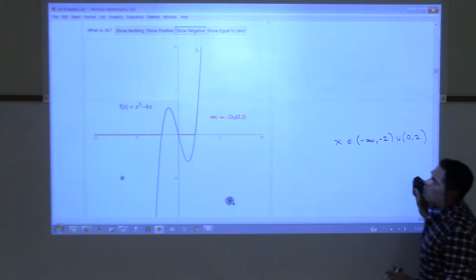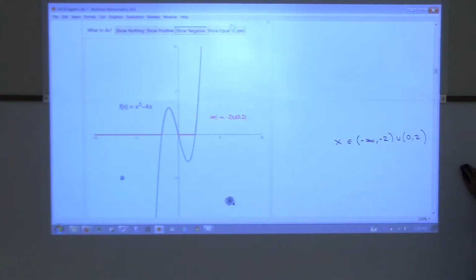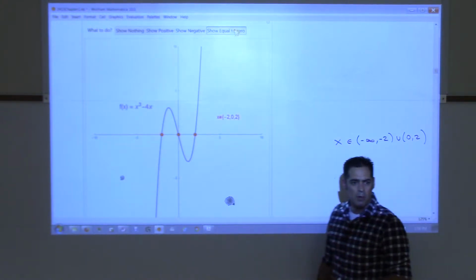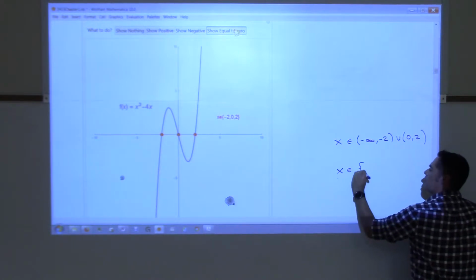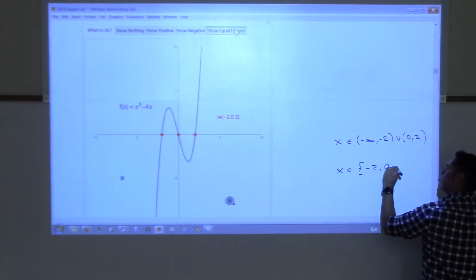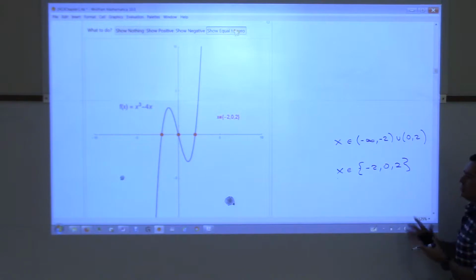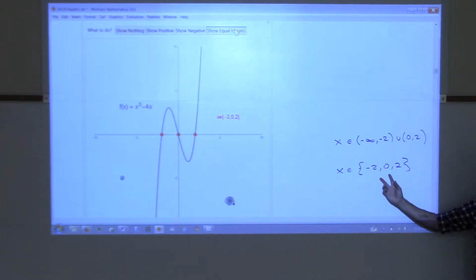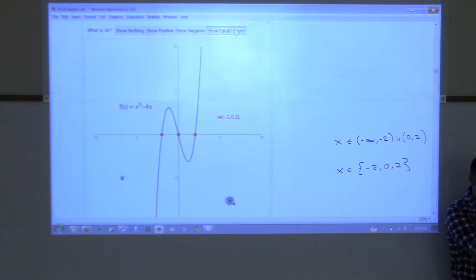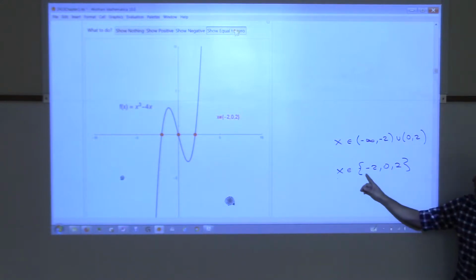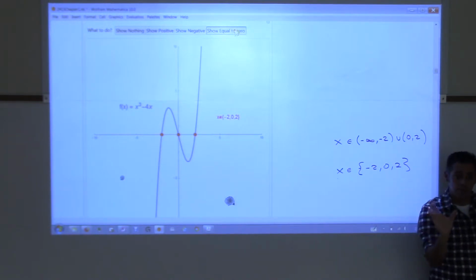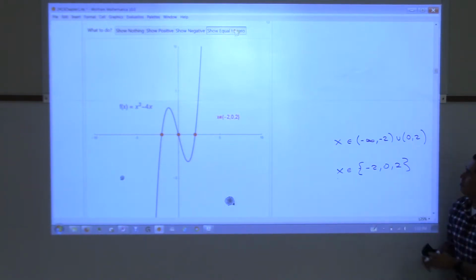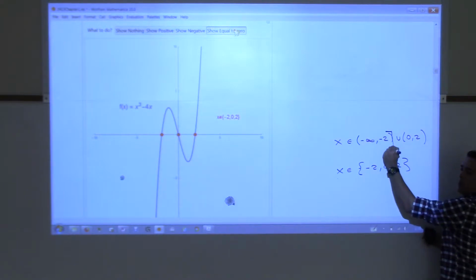Now, where is this function equal to 0? Well, that only happens at 3 points, right? Those 3 points. So the way we write that is x is an element of, we don't use parentheses, we use braces, and we separate each number with a comma. The brace means I'm going to be giving you single answers, and commas between them. The parentheses means I'm going to be giving you an interval, so it's everything between the numbers. And we remember that there's a difference between a parenthesis and a bracket, right?